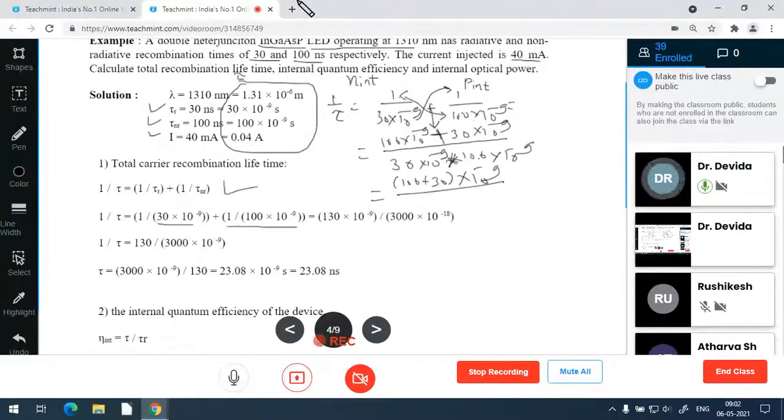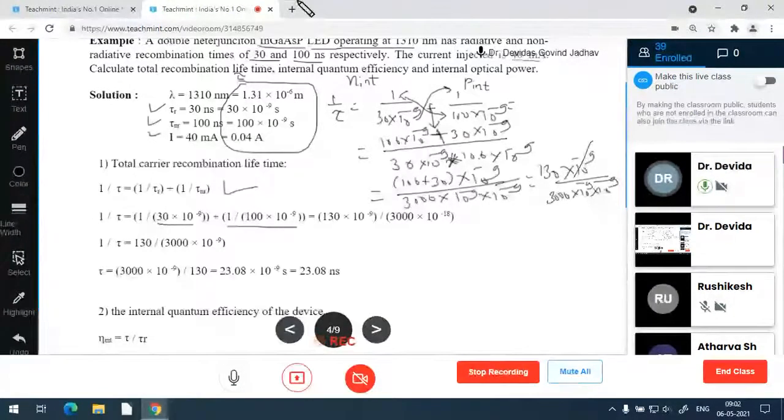30 into 100 is 3000 into 10 raised to minus 9 into 10 raised to minus 9. What becomes the numerator? 100 plus 30 is 130 into 10 raised to minus 9, divided by the same denominator, 3000 into 10 raised to minus 9 into 10 raised to minus 9. One 10 raised to minus 9 cancels with the other 10 raised to minus 9. What remains? 130 divided by 3000 into 10 raised to minus 9.